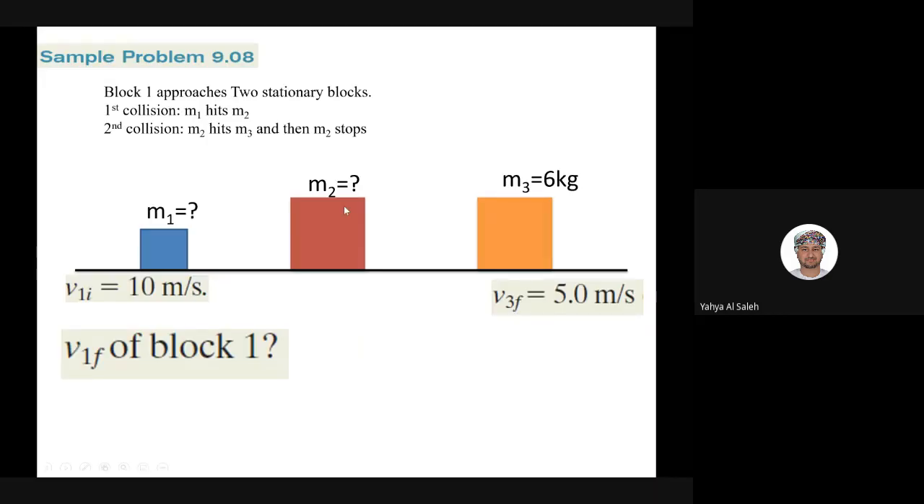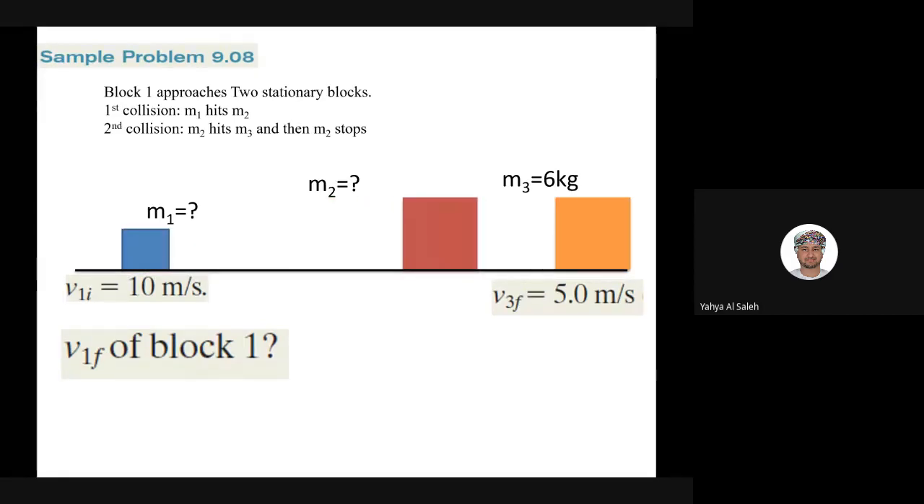So here's what we know. M1 hits M2, M2 hits M3, and M2 stops. V1I is 10 meters per second, M3 is 6 kilograms, and V3F is 5 meters per second. What do we do? Well, we have a system of equations. This is what happens. Hit, go back, go forward, hit, stop, go forward.